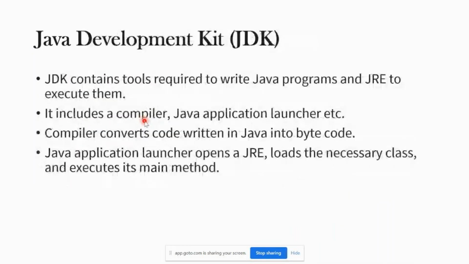So let's see the theoretical part also. JDK contains tools required to write the Java program and JRE to execute them. So this is what we are doing. It's a combination of tools and JRE. Again, JRE is nothing but a combination of some libraries and JVM. So ultimately you need JVM, JRE for your development. That's what we are going to see.